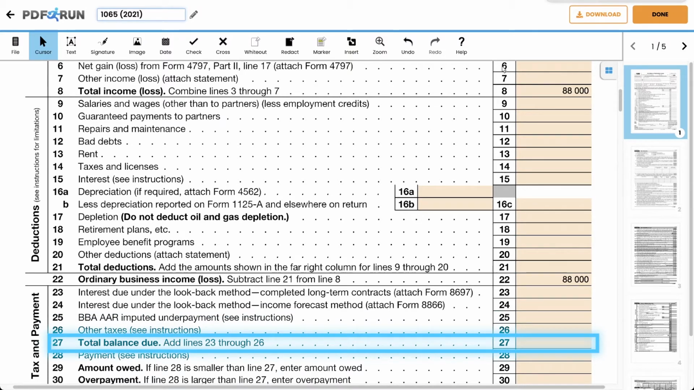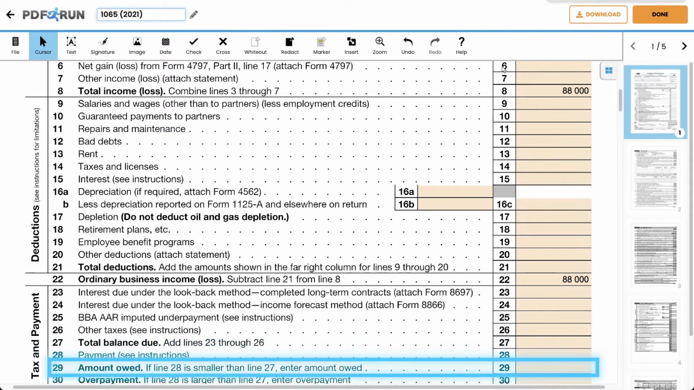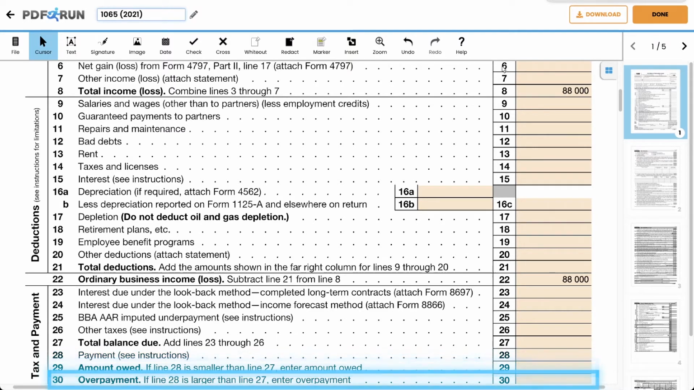Add lines 23 through 26 and enter the sum. Line 28. Enter the amount of payment to be made. Line 29. If line 28 is smaller than line 27, enter the amount owed. Line 30. If line 28 is greater than line 27, enter the amount of overpayment.